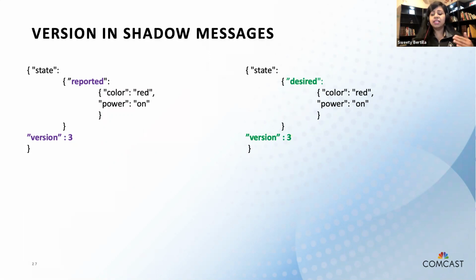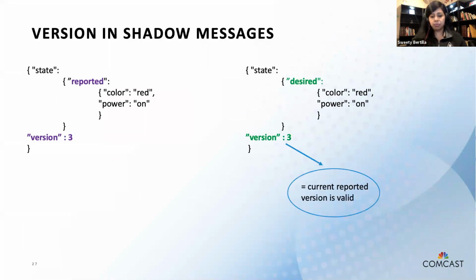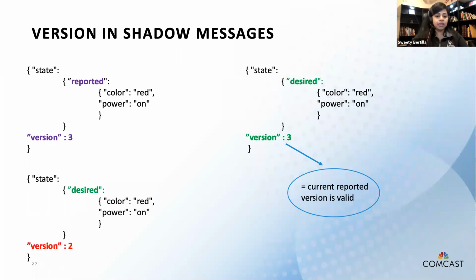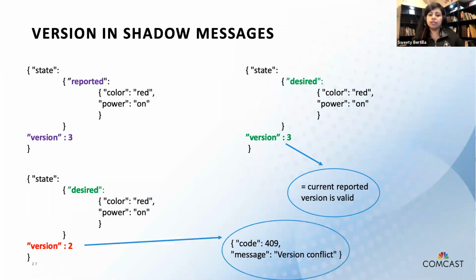I can send the same version number. This is acceptable. So your desired state, when you're sending it, should have the same version number as the reported state. If you're sending a wrong version number, a lower version number, here I'm sending version 2, this will throw an error saying there is a version conflict. You cannot send this message.